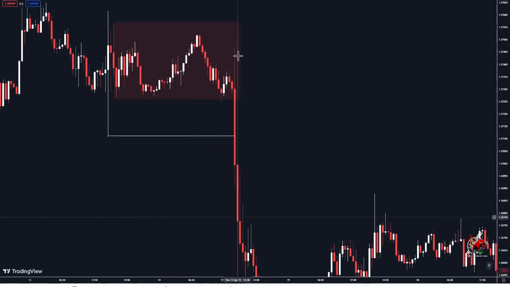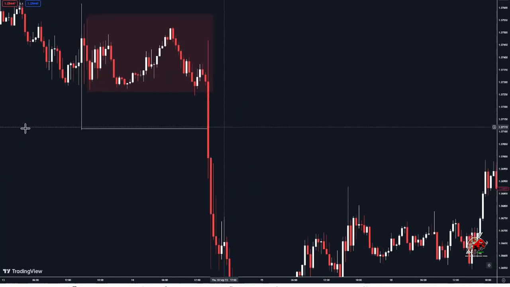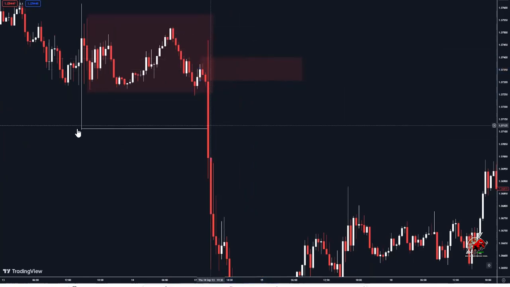Now notice that the market has left what? An imbalance here, right? And then we all know that when the market leaves imbalances, the market must come back and do what? And fill the imbalance, right? And then we can already identify this order block right here that was responsible for what? For this break of structure.